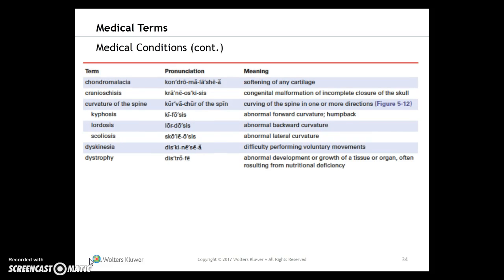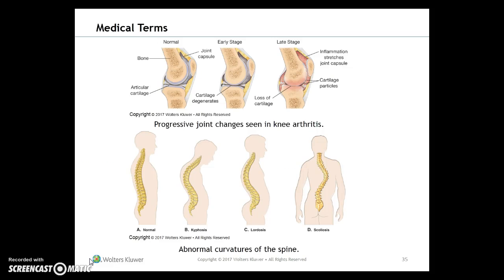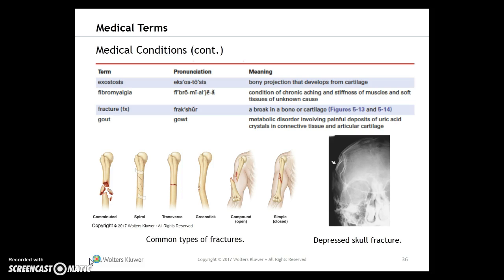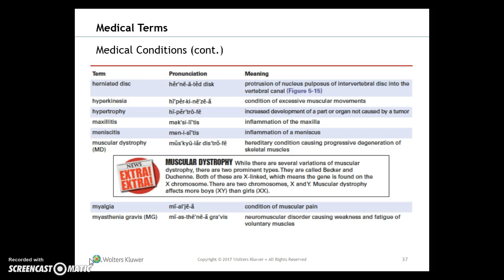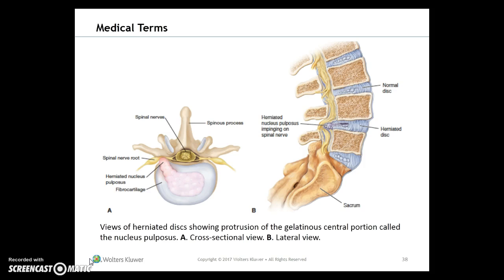I noticed a lot of people are losing points for that. Here we can see some information. They have some diagrams on arthritis. We can see progressive joint changes seen in the arthritic knee, and then some abnormal curvatures of the spine. The chapter moves on to common types of fractures, and so become familiar with some of those terms. The medical terms continue when we're looking at the bones, and again, it's just practice with the terms.